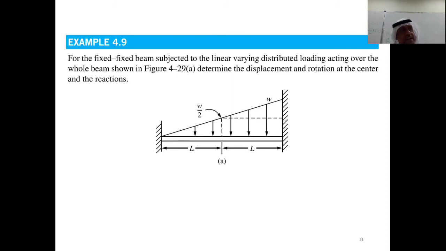We can divide it? No, this is already equivalent nodal forces. If I give you load P here, why do you divide it? It's already given. Only for the distributed load you see the contribution. But if there is a concentrated load and concentrated moment, your life is so easy. It's there, right?